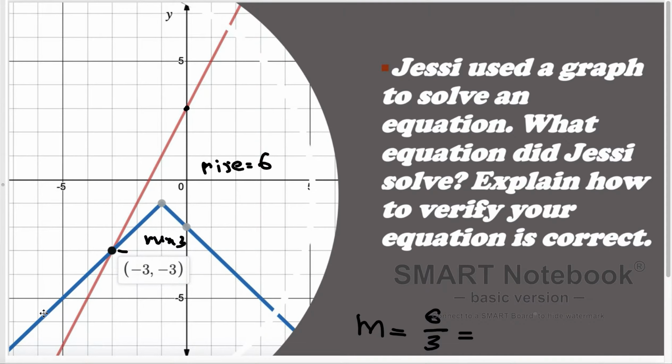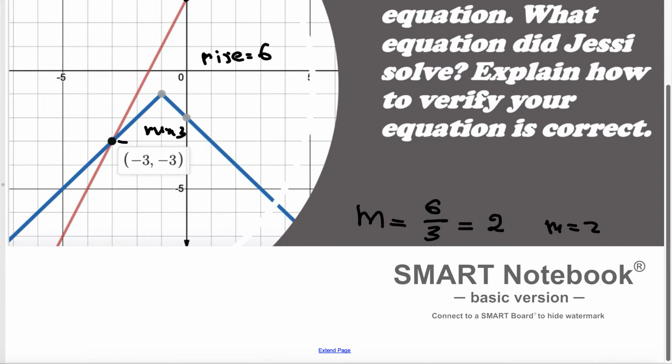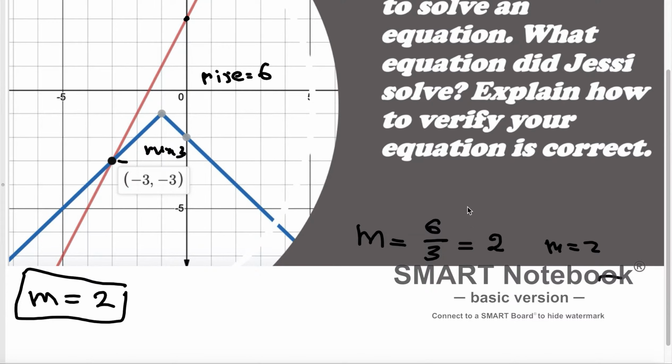And because this line is increasing from the left to the right, it means the slope is positive, a positive 2. So m is equal to 2. So this is the slope. On the other hand, if we look at the y-intercept, the y-intercept is 3 units. So 1, 2, 3 units. So let's say b is equal to 3.